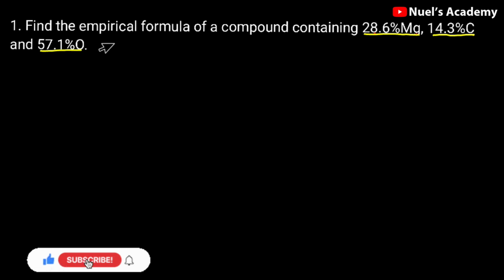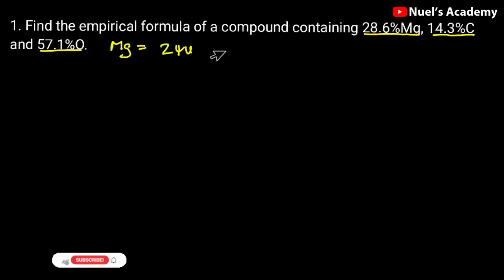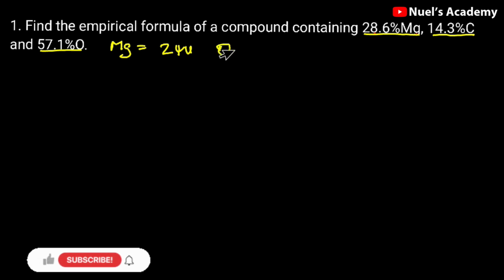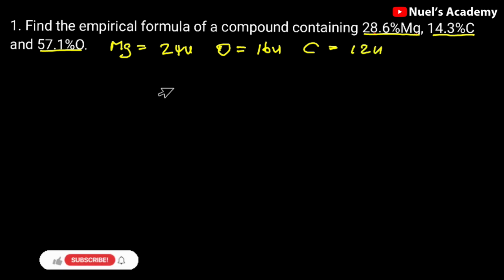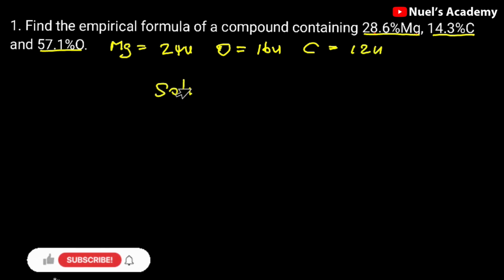Then we're given the following atomic masses. For magnesium, the atomic mass is equal to 24 u, for oxygen, the atomic mass is equal to 16, and for carbon, the atomic mass is equal to 12 u. So let's start with the solution.